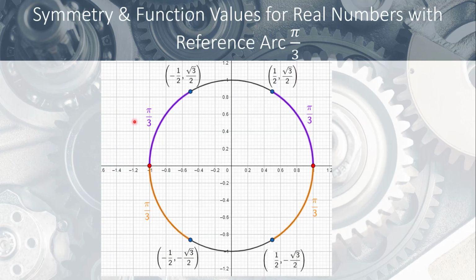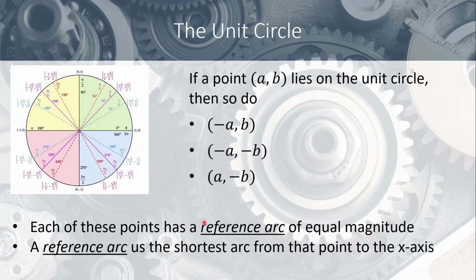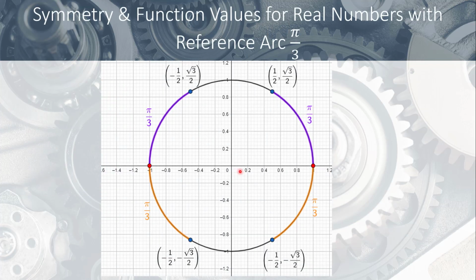To show this a little more clearly, here we go. Here we have an arc of pi over 3, so this angle is pi over 3, and the coordinate on the unit circle associated with that angle and also that arc is (1/2, root 3 over 2). Here is (A, B), here is (-A, B), here is (-A, -B), and here is (A, -B). And these are the reference arcs, and notice they are the exact same length. So that's pretty much all we're saying here: if (A, B) lies on the unit circle, then these will too, and they all have the exact same reference arc, i.e. the shortest arc from that point to the x-axis.